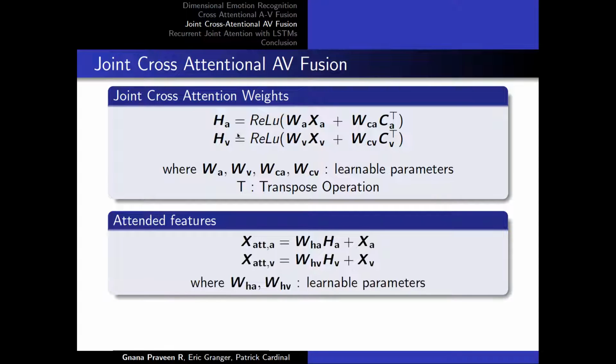And after that, we have these attended features. After estimating the attention weights, we just add that to the actual feature vectors, and we get the attended features.